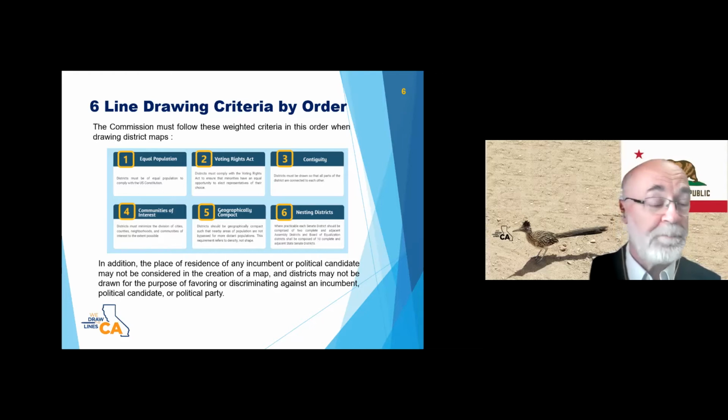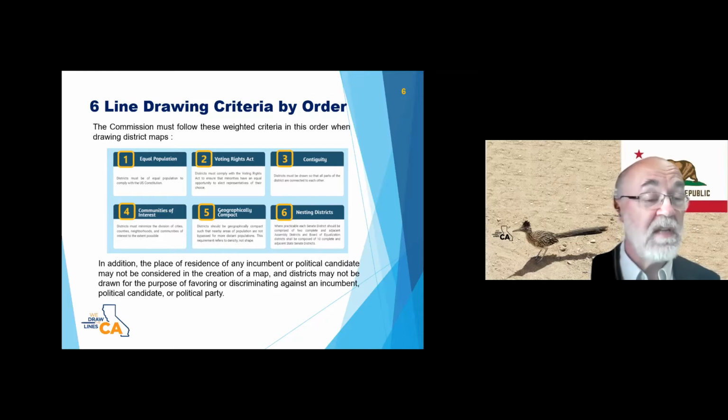nesting criterion. Number 5, districts should be geographically compact so that if we're building a district and we need to add population, we should be looking as close by as possible, respecting the previous criteria 1, 2, 3, and 4 before we go farther out. So that's what the geographically compact criterion says, basically, in the state constitution.